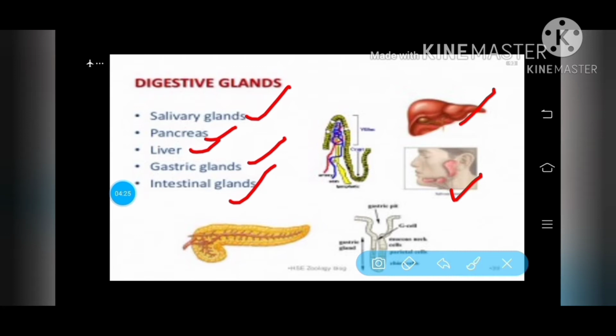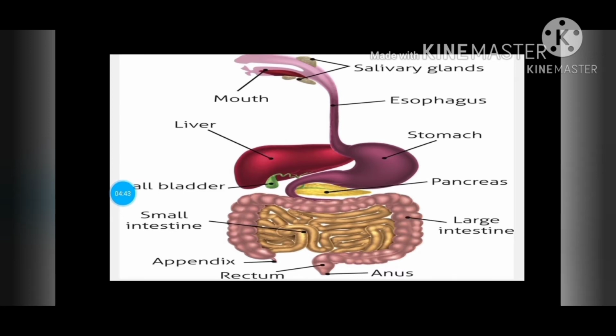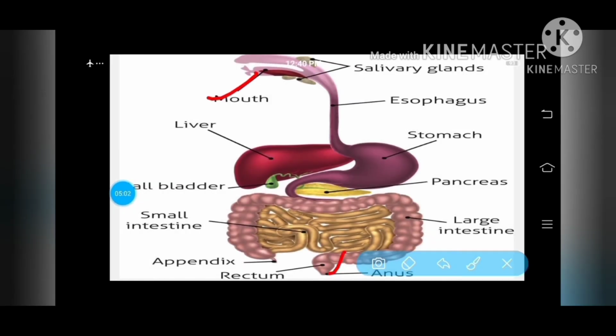In the absence of these digestive juices, the digestion of food is not possible, because they play the most important role in the digestion of food. So this is all about the digestive glands. Now the next slide. Here I want to show you the slide where the collective form of the digestive system is given. So this is the collective form of the digestive system. Here you can see the complete structure of the alimentary canal. The first part is the mouth, and the last part is the anus, which is present here.